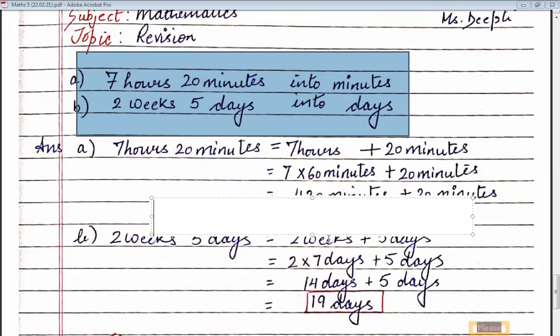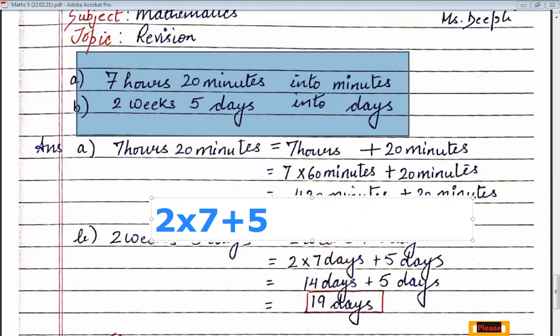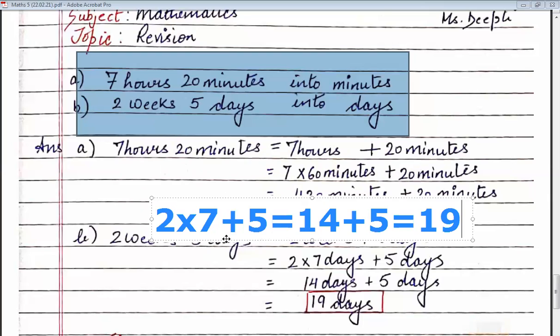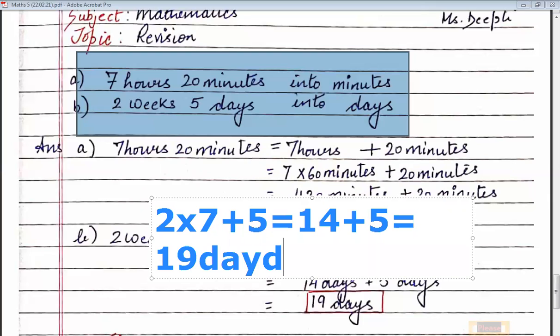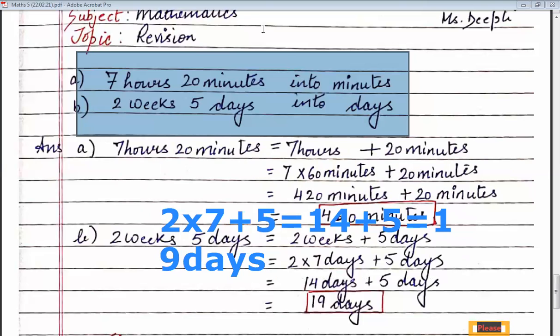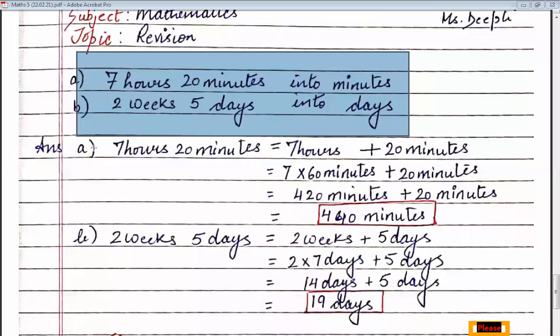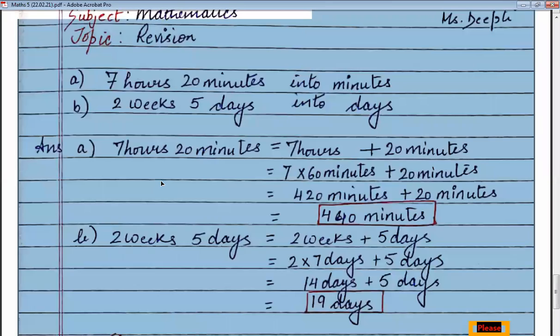Now let's discuss our B part, that is 2 weeks, 5 days into days. Now children, here you have to convert weeks into days. So 1 week, 7 days. So here you will multiply with 7. 2 into 7 plus 5 more days. So it is 14 plus 5, which will give you 19. So what is your final answer? 19 days. So 2 weeks, 5 days means 19 days. Is it clear, students? So we have done our conversion also.